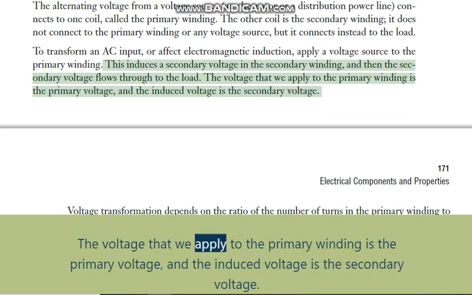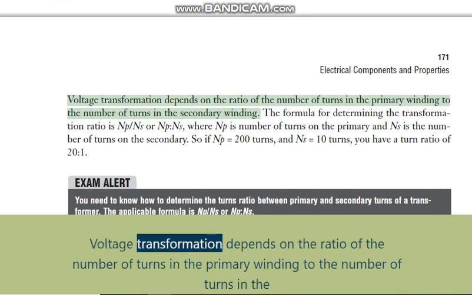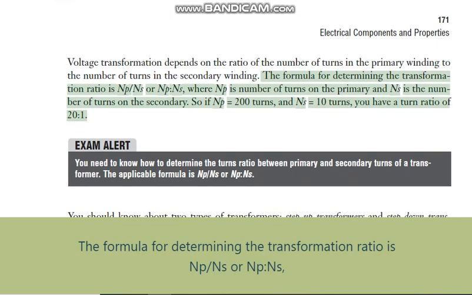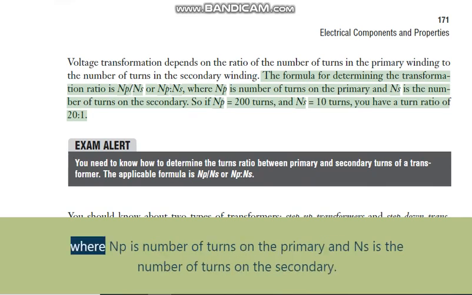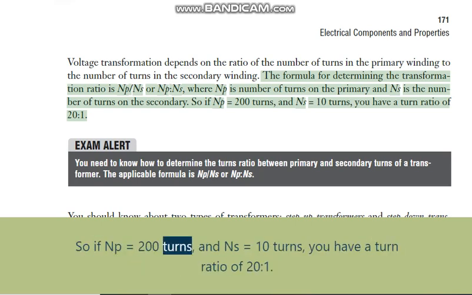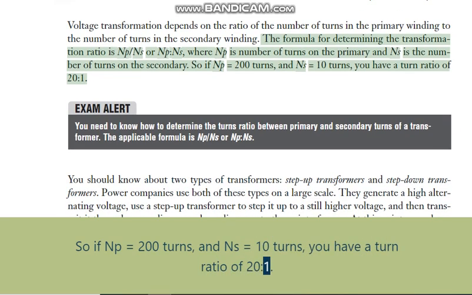The voltage that we apply to the primary winding is the primary voltage, and the induced voltage is the secondary voltage. Voltage transformation depends on the ratio of the number of turns in the primary winding to the number of turns in the secondary winding. The formula for determining the transformation ratio is NP/NS, where NP is the number of turns on the primary, and NS is the number of turns on the secondary. So if NP equals 200 turns, and NS equals 10 turns, you have a turn ratio of 20:1.